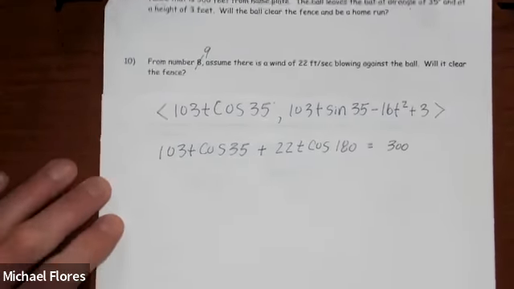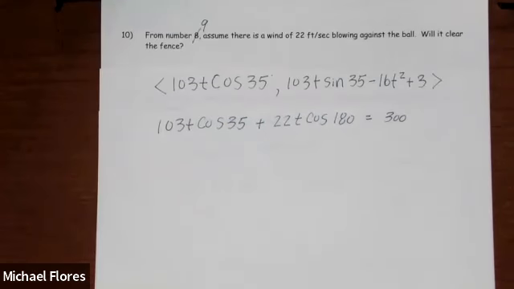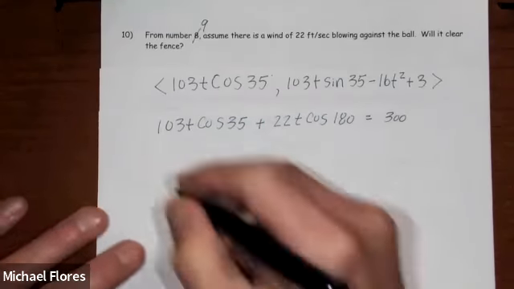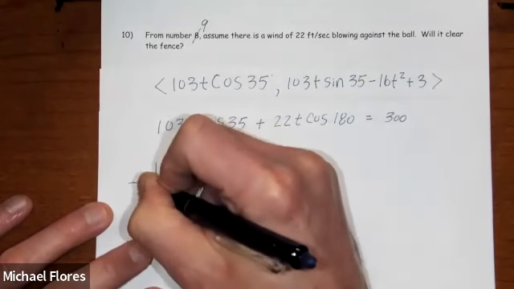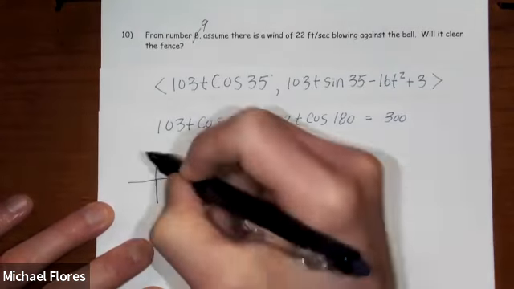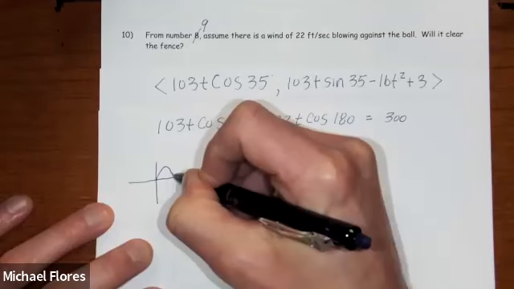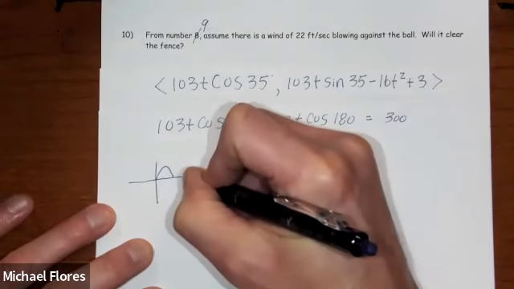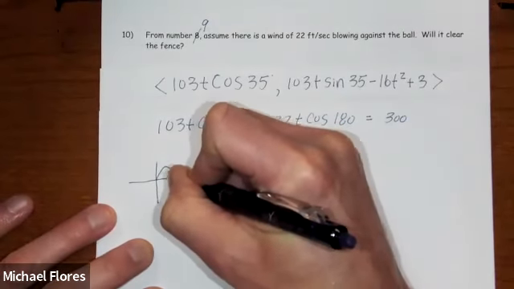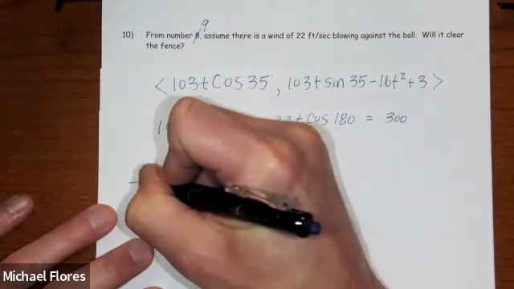But Mr. Flores, why is it 180? Why, I'm so glad you asked that. That's a very good question. Here's a coordinate plane. We hit the ball this way. The wind is blowing in the opposite direction, horizontal to the path of the ball. So the wind's blowing this way.